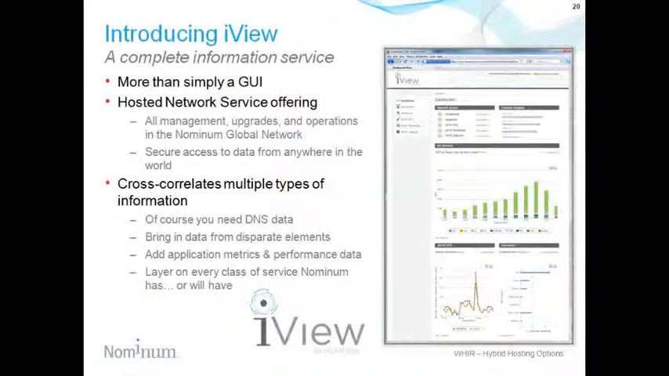So what is iView? And forgive me for taking a couple seconds to introduce this, but this is going to be a new concept for most of you out there, I would guess. iView is an information service that we provide here at Nominum that allows you to do hosted reporting on anything that's going on in your network. You saw some of the statistics from the slide before, so you can see what kind of traffic is coming in. You can see the domains that are generating the most activity, the IP addresses coming in and making requests to those domains and those zones which are generating the most activity.